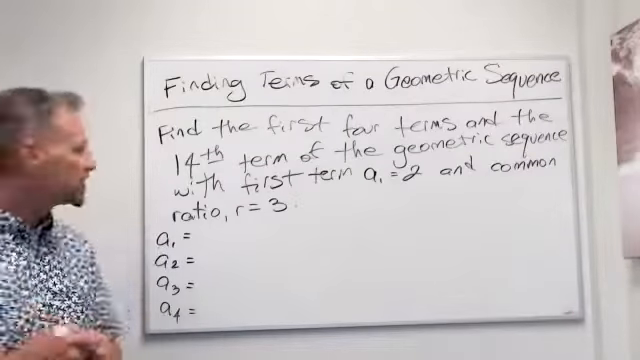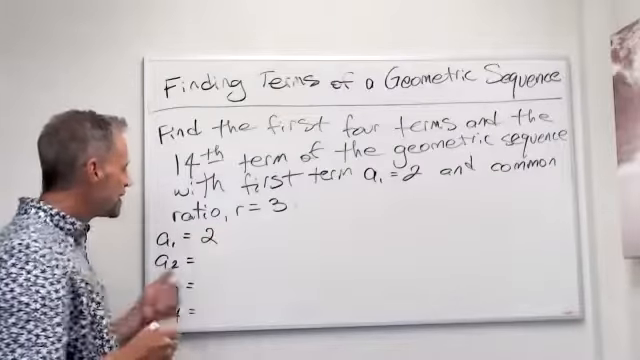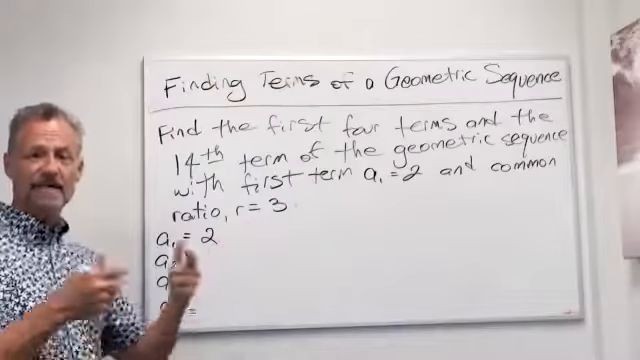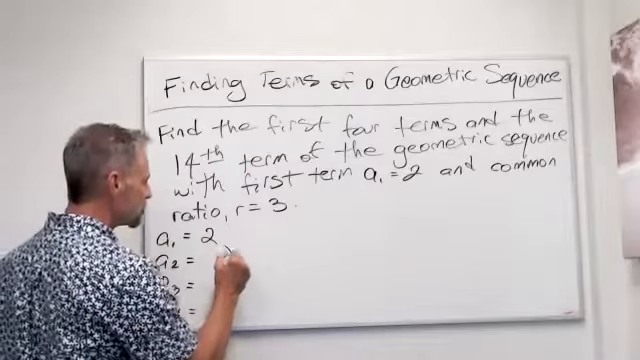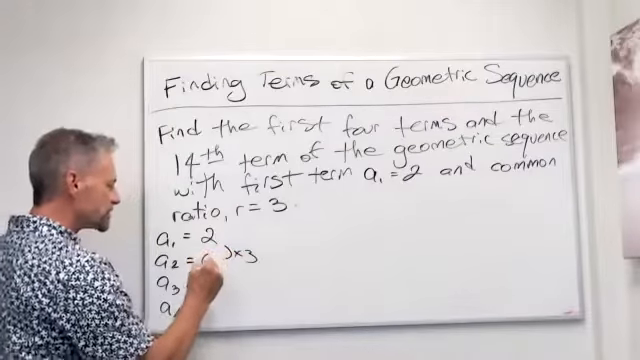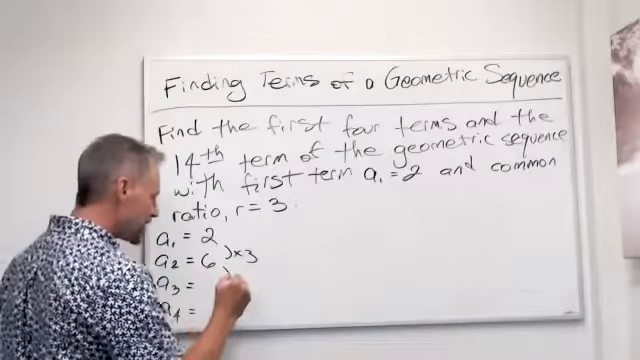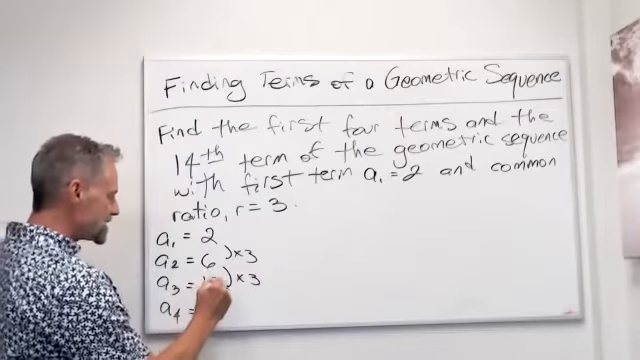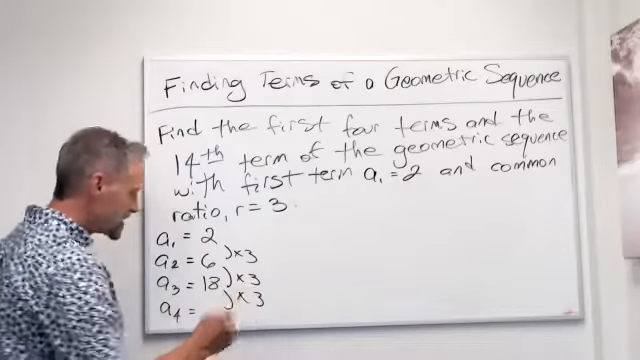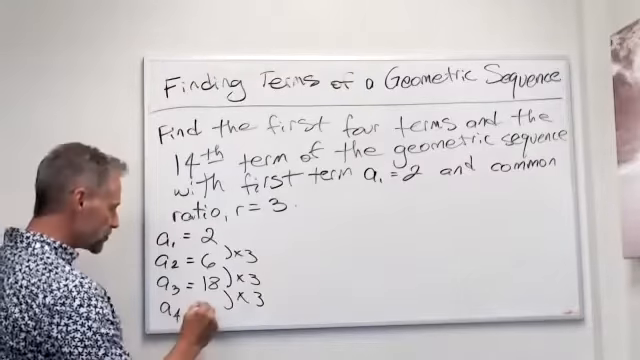So it already says a sub 1 equals 2, and just put that in there. Well, the next one is obviously going to be times 3. That's the common ratio. So I'm just going to go times 3. Well, 2 times 3 is 6. And then we multiply that by 3 to get the next one. So 18. We multiply that by 3 to get the next one. 54. And that's the first four terms.